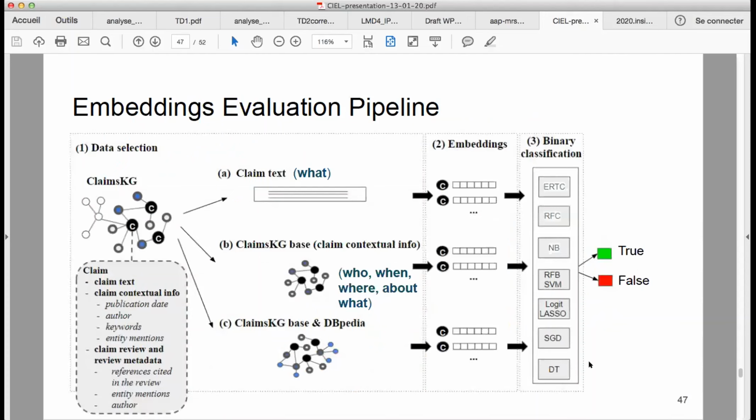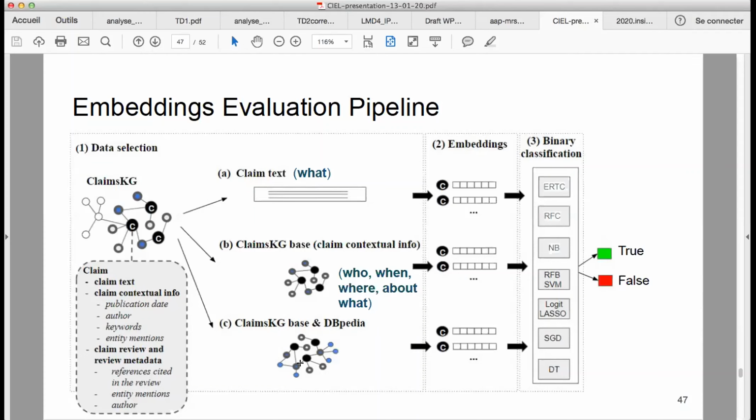So what we have done here is that we have taken Claims.kg with all the metadata that it contains, meaning the claim text, the claims contextual information like the dates of publication, authors, keywords, and so on, the claim review, and so on. And we have constructed different corpora out of it. So in the first place, we have just using the claim text or what has been said. Then we have the Claims.kg knowledge base together with its contextual information, where we have who, when, where, about, and what was said. And finally, we have the third version where we have knowledge also brought in from DBpedia.